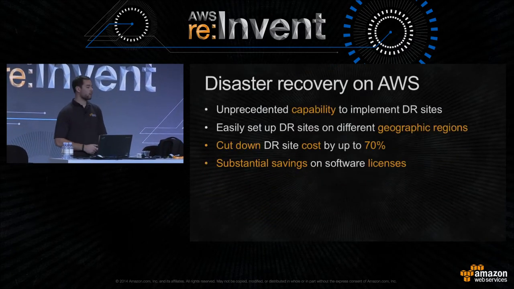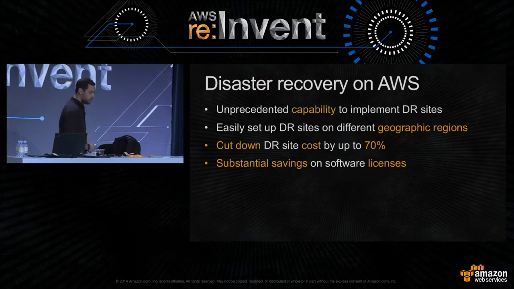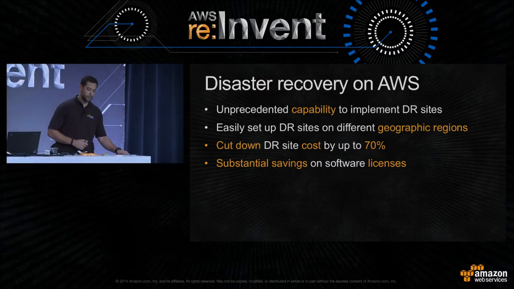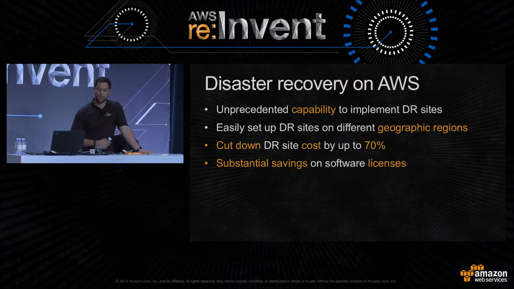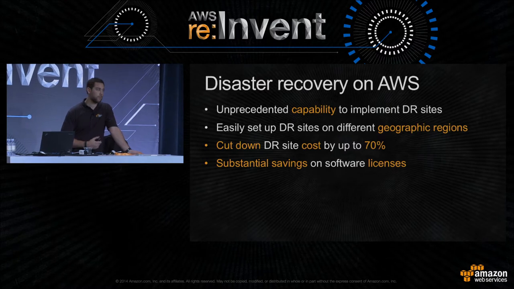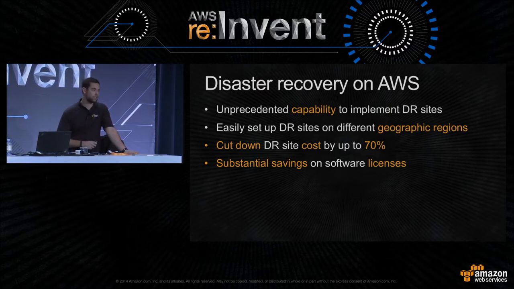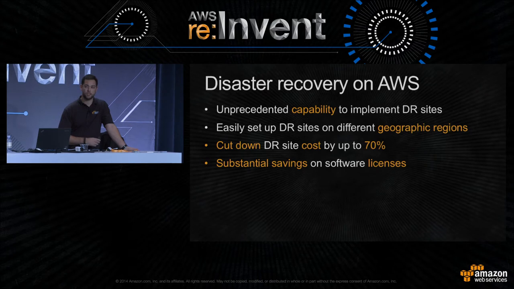All right, so disaster recovery on AWS. AWS, we're not that old of a company, launched in about 2006, so we've been in the cloud computing game quite a while now. But the capability that we bring to DR is just amazing, and we'll jump through the solutions that weren't possible prior to AWS. We have unprecedented capacity to implement DR sites in AWS.